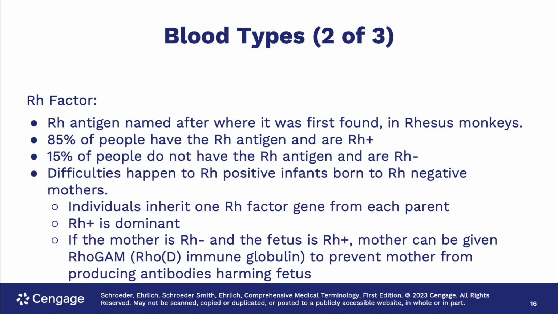The way this works is if you're an Rh negative woman, you have 2 Rh negative genes, and if the sperm comes from somebody carrying an Rh positive gene, because Rh positive is dominant, it will be expressed. Now, if they discover this, the mother can be given what's called RhoGAM, which is Rho-D immunoglobulin, and that can really help prevent mothers from producing antibodies that harm the fetus. Okay.